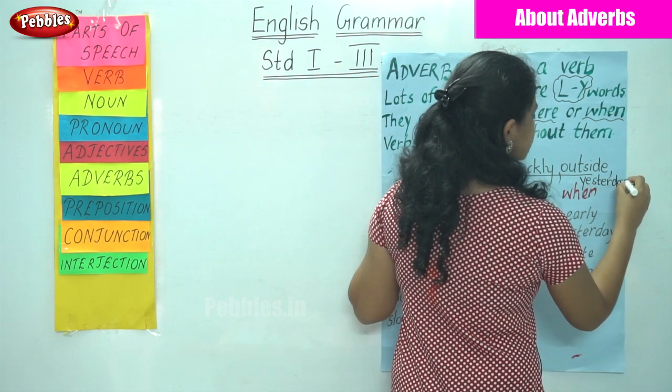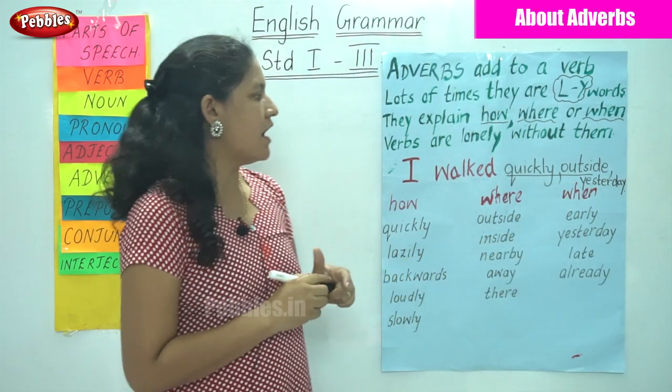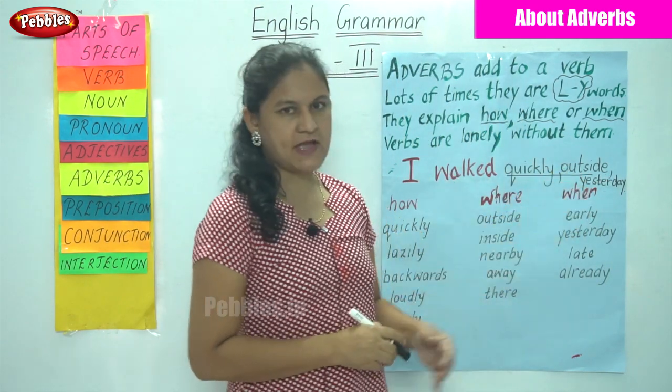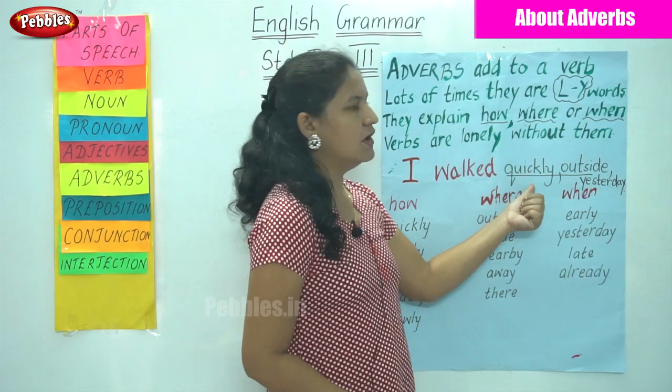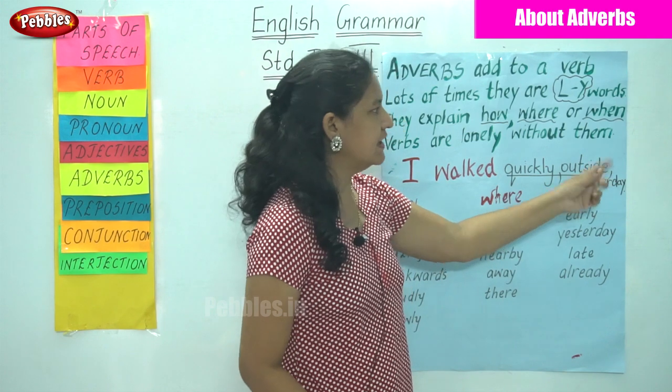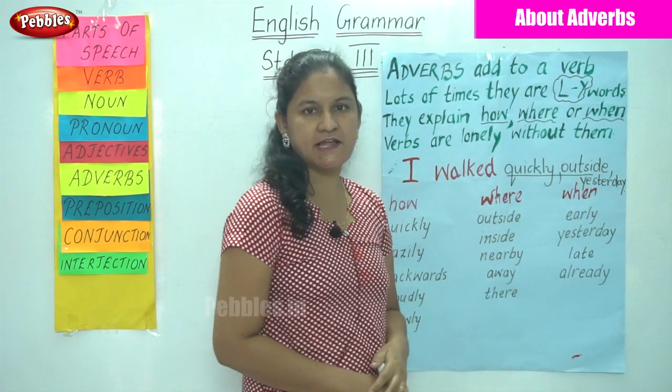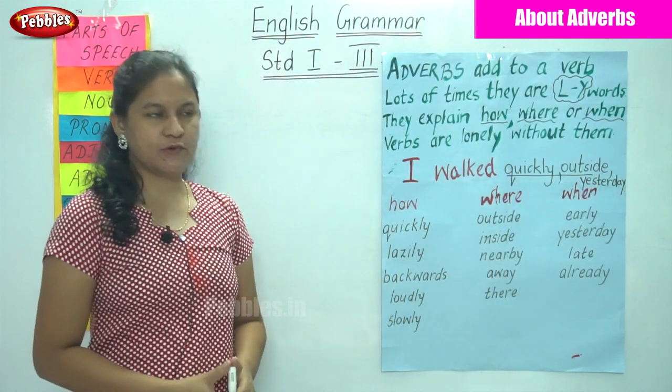So it answers the three questions how, when, where. So how did I walk? I walked quickly. It answers the question how. Where did I walk? Outside. And when did I walk? Yesterday. So it answers three questions.